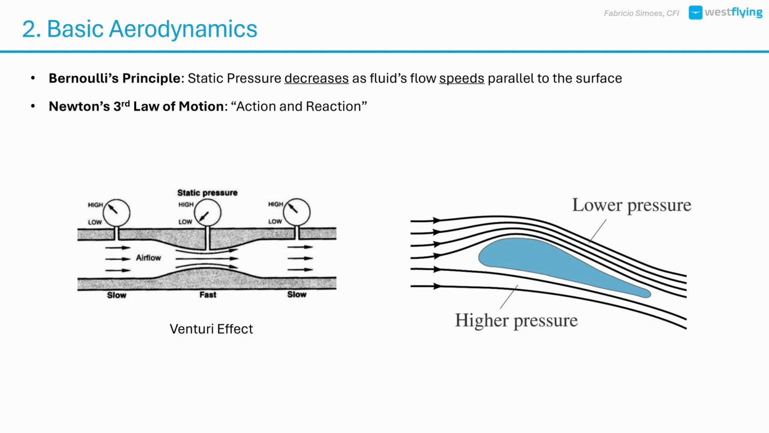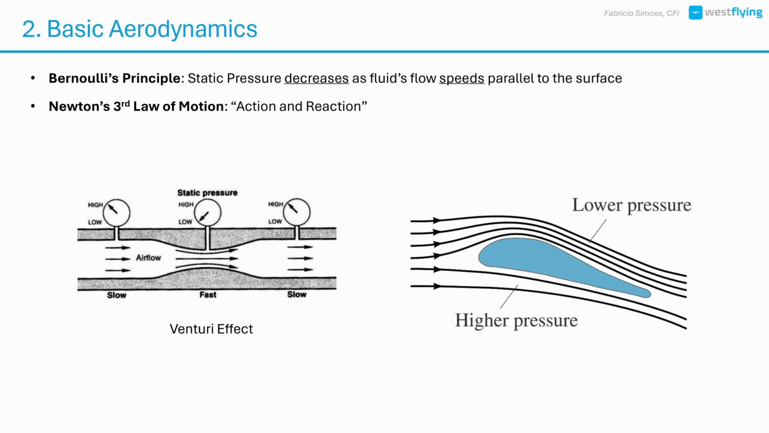Now let's take a closer look at the basics of aerodynamics, specifically how air behaves around the aircraft. Starting with Bernoulli's principle. This says that as the speed of airflow increases along a surface, the static pressure at that surface decreases. This can be proven by blowing air through a venturi. As the air gets squeezed through the venturi, the speed of the fluid in that section increases, causing the static pressure on the walls to decrease. With that same principle, as air accelerates over a curved surface like the top of a wing, the pressure drops. That pressure difference between the upper and lower surfaces of an airfoil generates lift.